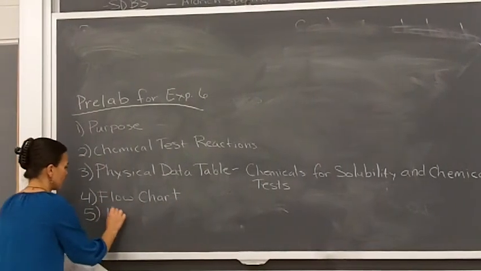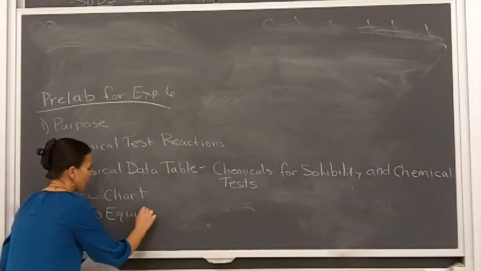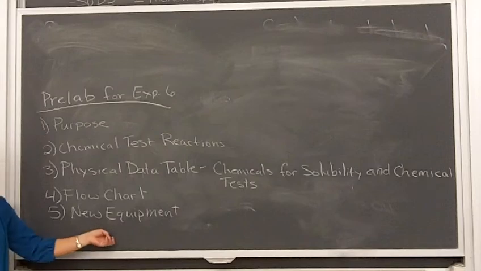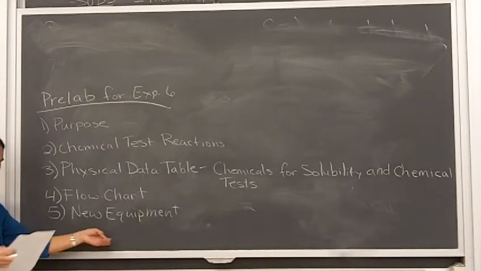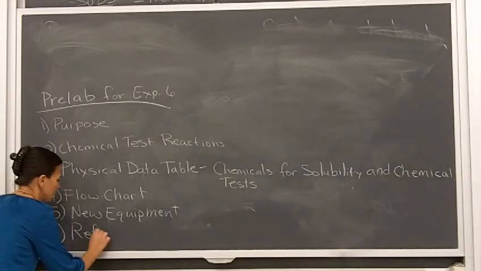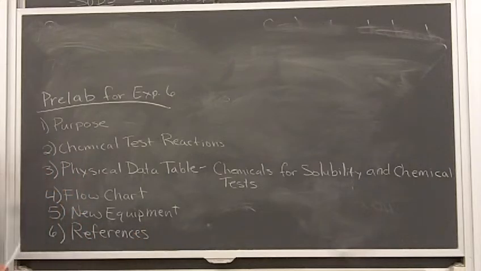Number 5 is any new equipment. You guys have that small scale simple distillation apparatus. That is your piece of equipment to draw here, all right? And then 6 are your references for finding your data for the prelab, okay? So there's no yield this week to show, okay? No yield calculation, all right? References should include lab manual and then whatever references you needed for your physical data table.